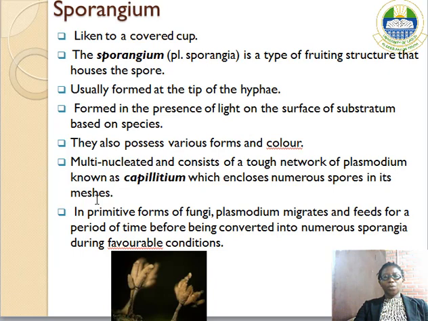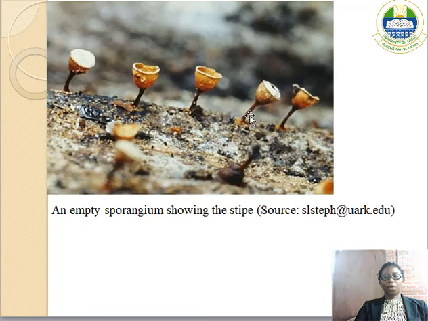Now we'll take a look at the sporangium. The sporangium is usually likened to a covered cup. It usually houses the spores of the fungus that produces this type of structure. The sporangium usually comes in various forms and colors, and there are different types. So we'll take a look at some of the types of sporangium that we have. What you have on your screen is an empty sporangium. It has let out its spores, and you can see it like an open cup that the cover has been removed.